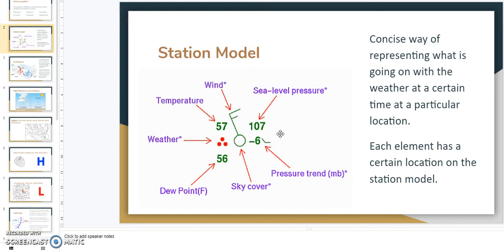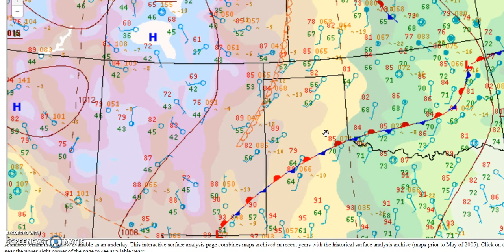Okay? So what they've done is they have come up with a concise way of representing what's going on with the weather at a certain time at a particular location. And each weather element, temperature, sky cover, pressure, all of that stuff, has a certain location on the station model. Okay, so let's go over here and look at this one more time.